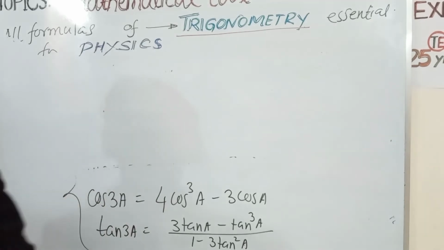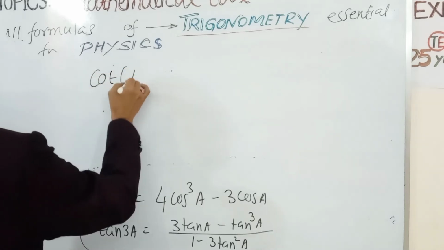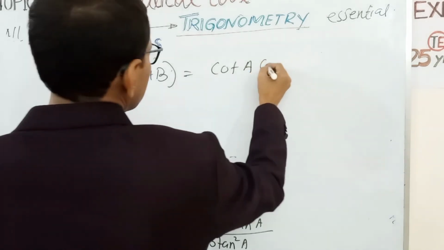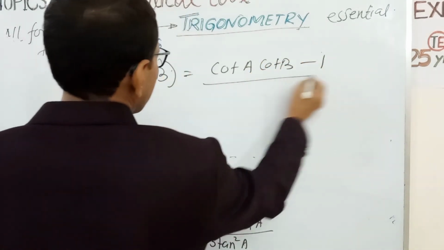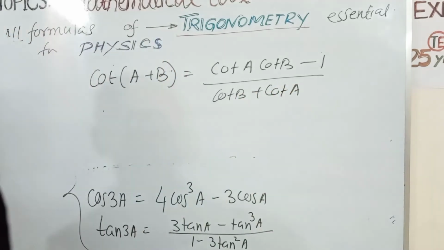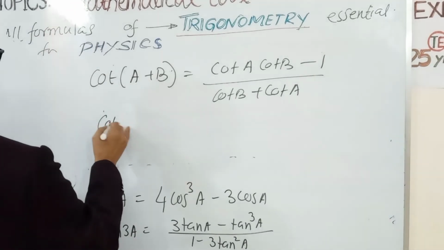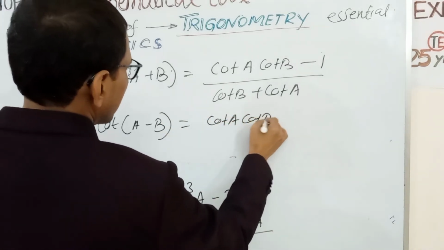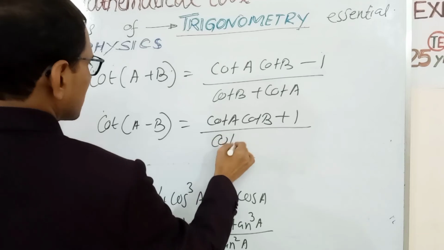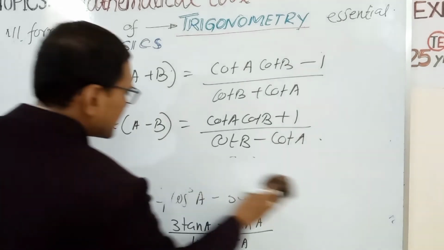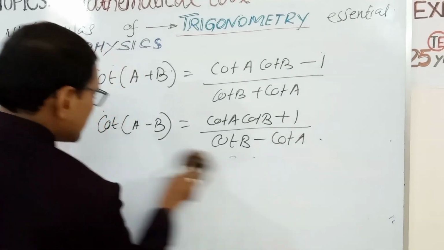Now cot a plus b, if given, cot a plus b equal to cot a cot b minus 1 by cot b plus cot a. And cot a minus b equal to cot a cot b plus 1 by cot b minus cot a. Next formula is sin 2a.